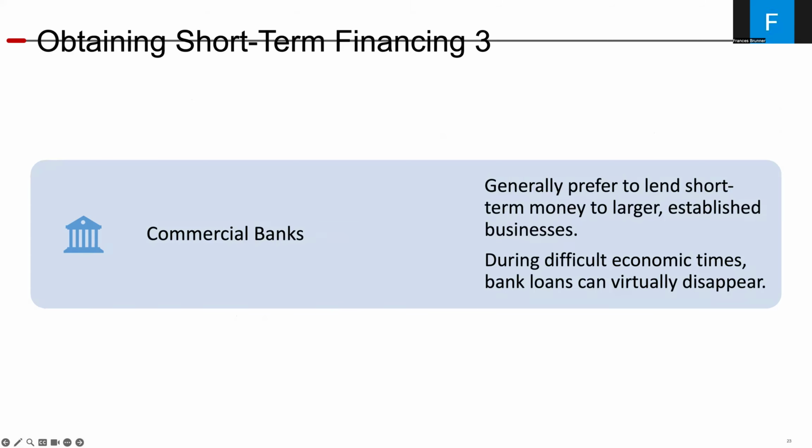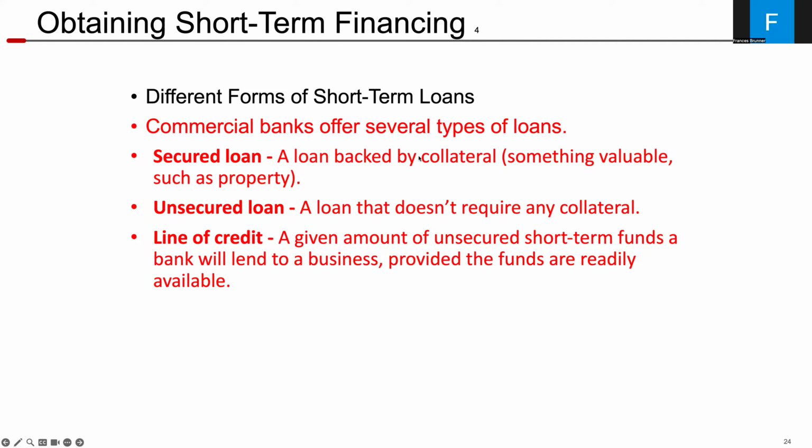Getting loans from commercial banks can be a bit of a challenge. They tend to like to loan to larger, more established businesses and give them short-term loans. This guarantees interest and the return of the full principal that is being loaned out. Another thing to consider is that when there are economic downturns, commercial banks may not lend out at all.